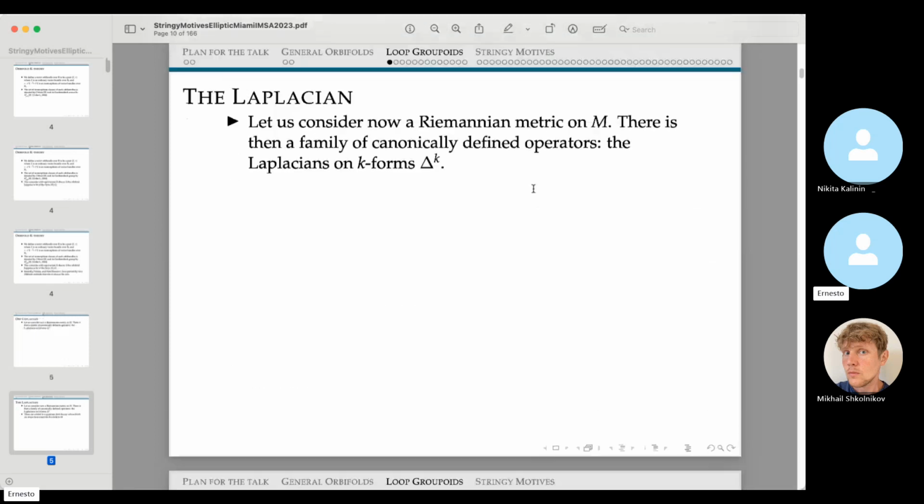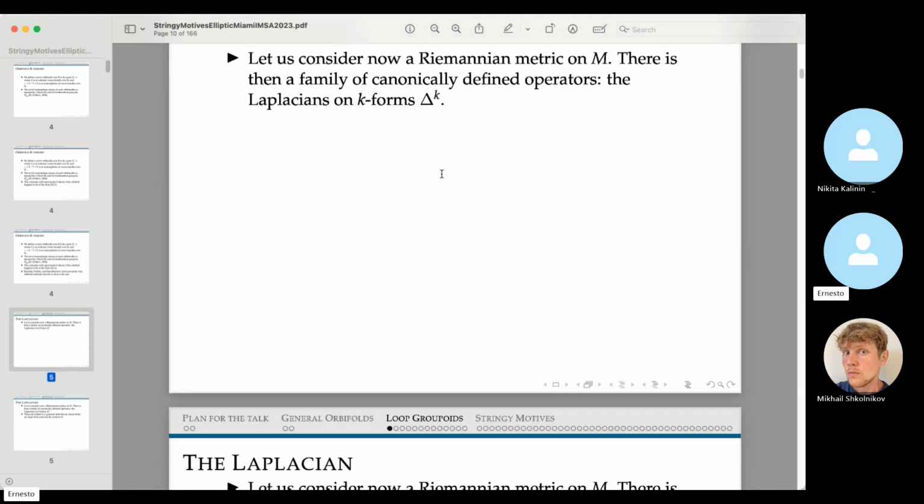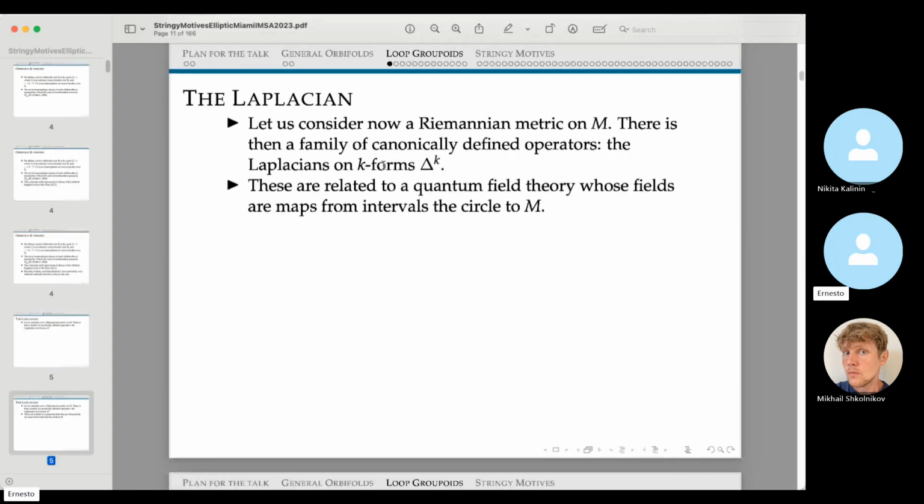So you have the Laplacian, but traditionally in basic classes the Laplacian will act only on functions. It's very natural to extend the Laplacian to forms, so it acts on k-forms. And this Laplacian contains the information of a quantum field theory.